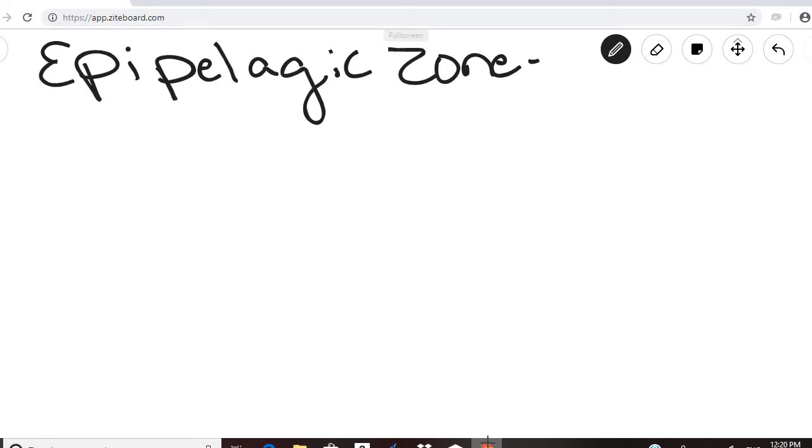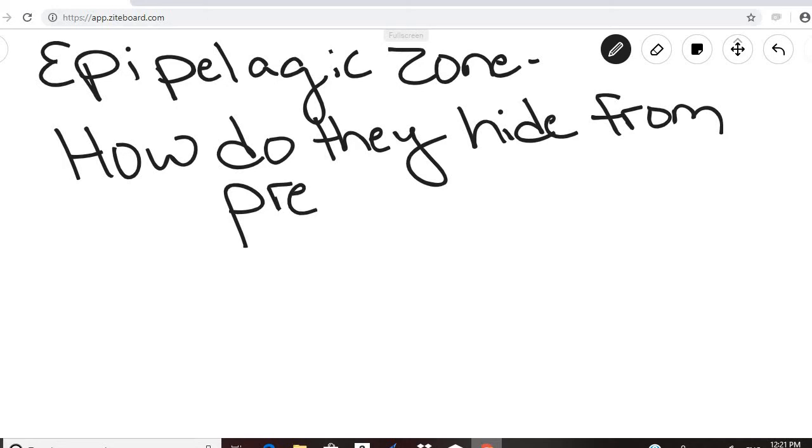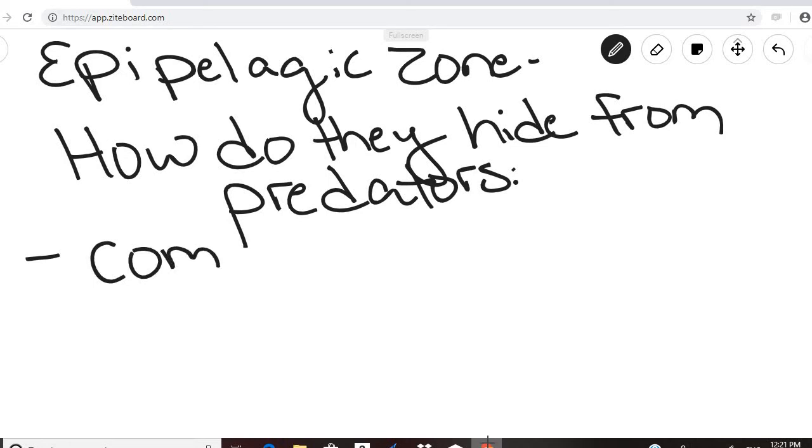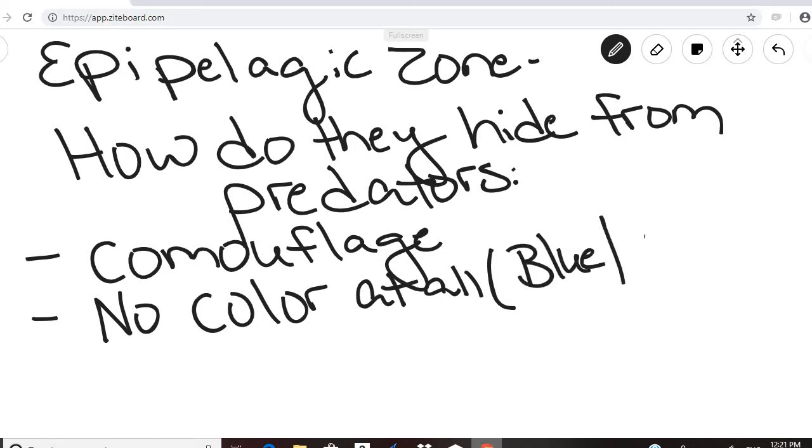What about how do they hide? If they are the prey, what techniques do they have to be protected from predators? Well, some of them, we've already talked about camouflage, and we looked at that previously. Or some of them will have no color at all. Many of these would be either a blue or a silver color to blend in.